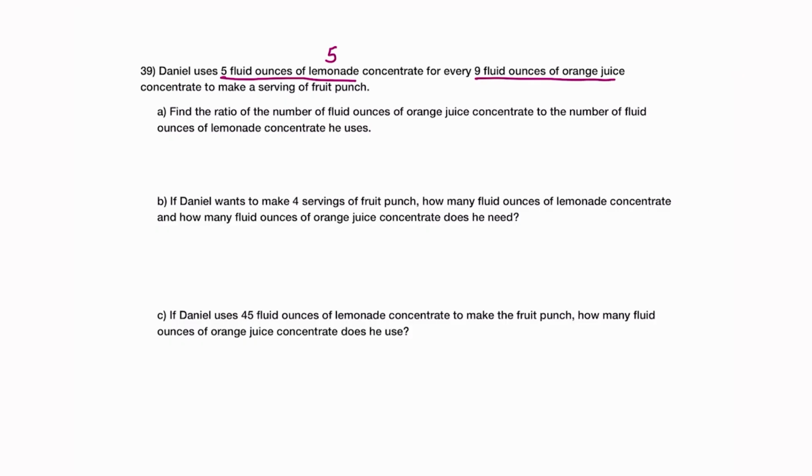So lemonade is 5 and orange is 9. To make a serving of fruit punch, find the ratio of the number of fluid ounces of orange juice concentrate to the number of fluid ounces of lemonade. So it's orange and lemonade, right? Orange is 9, and lemonade is 5. That's it. If Daniel wants to make 4 servings, now what you have here gives us 1 serving. Now he wants to make 4 servings. How many fluid ounces of lemonade?